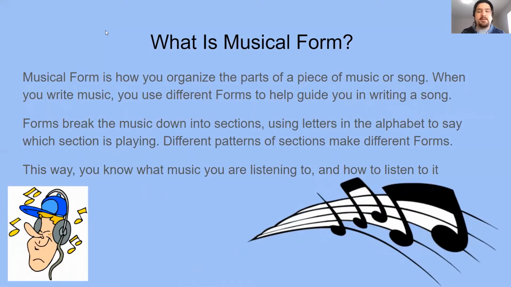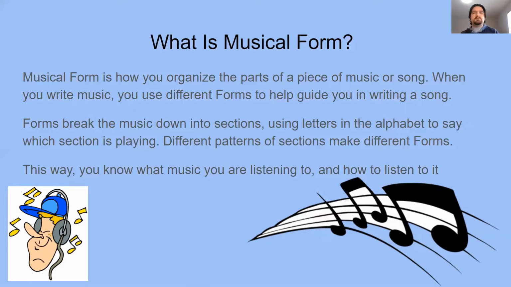Well, musical form, like I said, is how you organize the parts of a piece of music or a song. When you write music, you use different forms to help guide you in writing a song. Forms break the music down into sections using letters in the alphabet to say which section is playing. Different patterns of sections make different forms, and we'll learn about those as we go along. This way, you know what music you are listening to and how to listen to it.